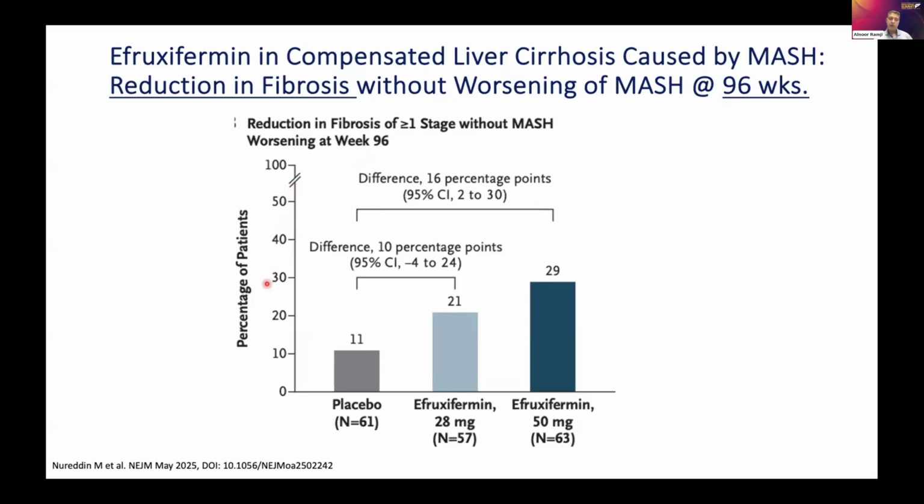Percentage of patients on the y-axis, placebo at 11% improving by one stage of fibrosis. And if you look at the higher dose of this agent once weekly, we see 29% have greater than one stage improvement in fibrosis in a cirrhotic patient, which gives us a lot of optimism. There are now glimpses of data to actually show improvement in portal hypertension with this agent as well.